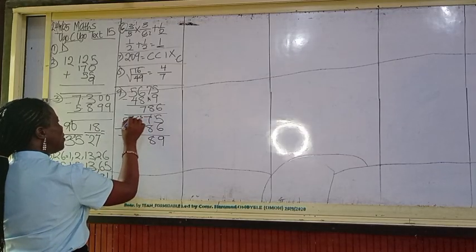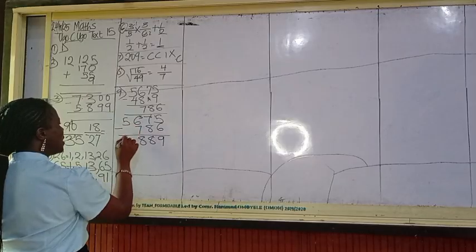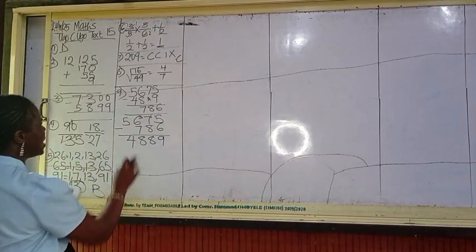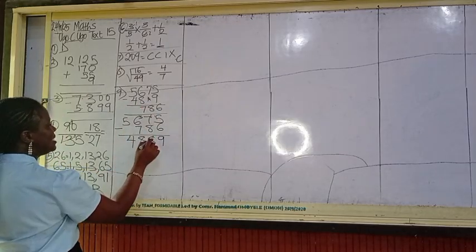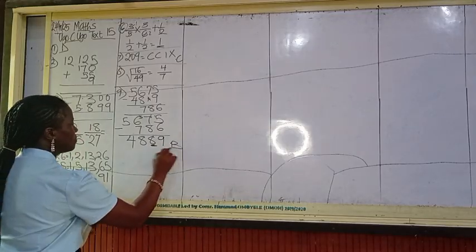We have 5 here, borrow 1 here, 15. 7 away from 15, that is 8. Then we have 4 here. So obviously we have 4, 8. It is this 8 that is missing. So our answer there is option B.